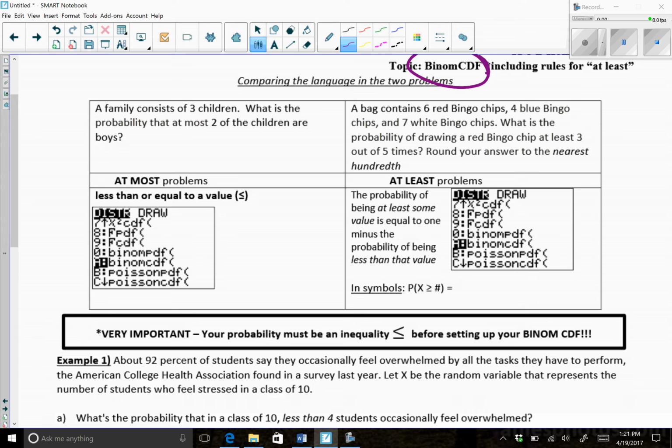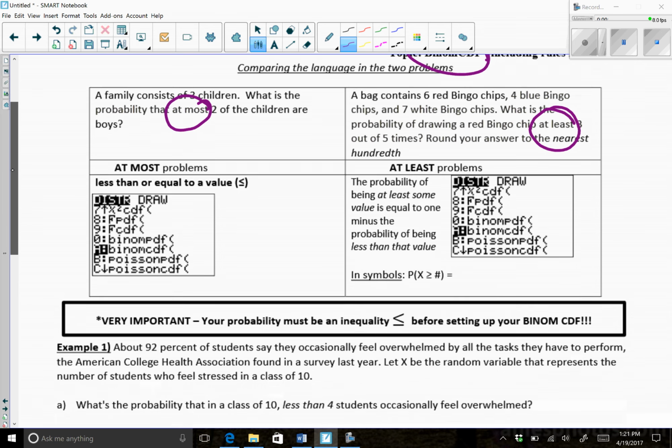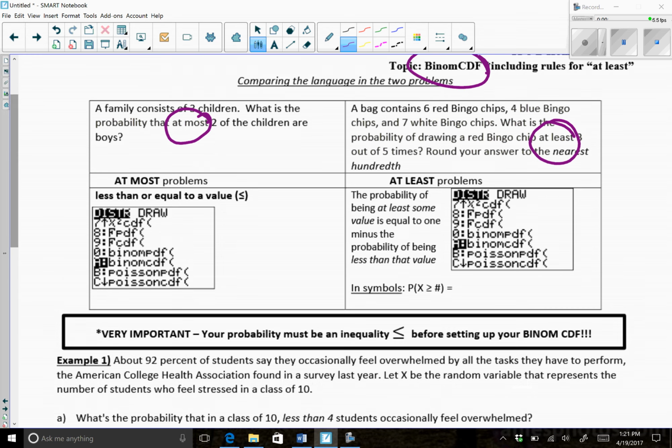If you just look at these two problems, we're not going to solve them. We're just going to look at how the language is a little bit different. A family consists of 3 children. What is the probability that at most 2 of these children are boys? Is a different type of problem than when they ask about these bingo chips and at least 3 out of the 5 are red. So when we have at most problems, that's our basic binomial CDF.